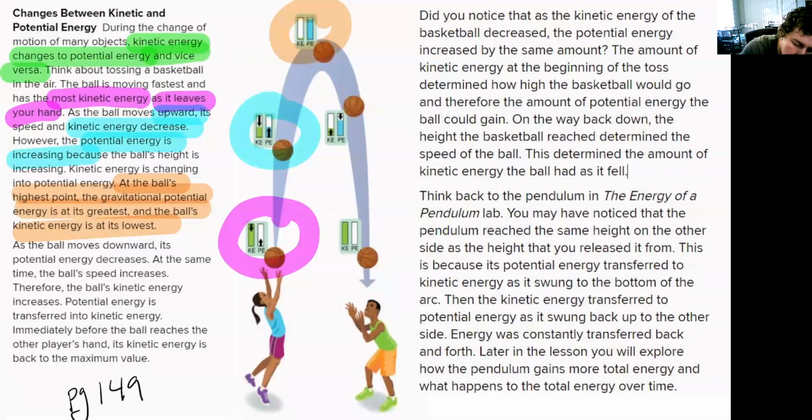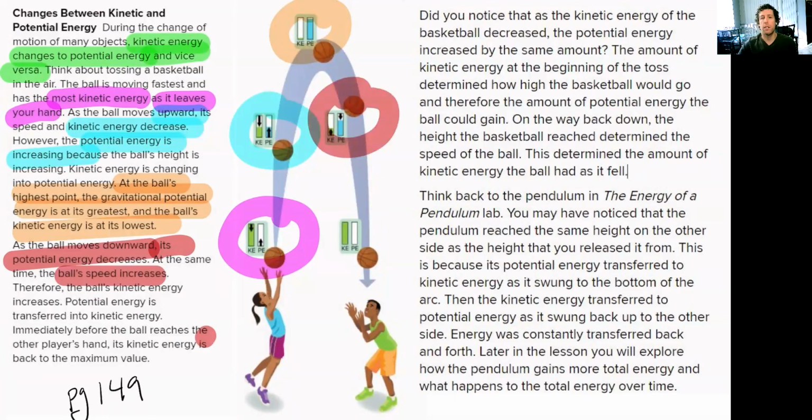As the ball moves downward, potential energy decreases. At the same time, the ball's speed increases. We see this right here. As the ball's going down, the kinetic energy starts to come back. We're losing height, but we're gaining speed. Therefore, the ball's kinetic energy increases. We have potential energy transferring into kinetic energy. Immediately before the ball reaches the other player's hand, the kinetic energy is back to its maximum value.